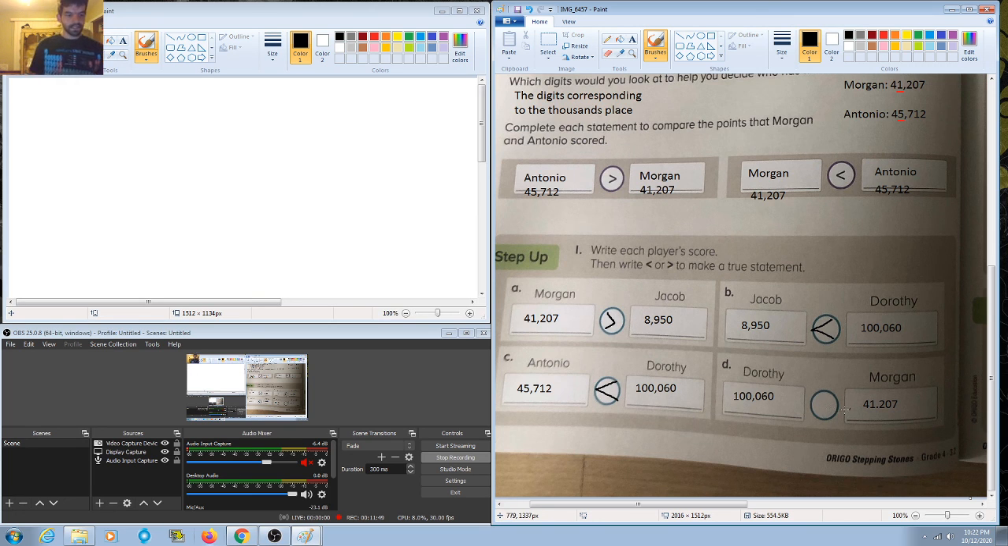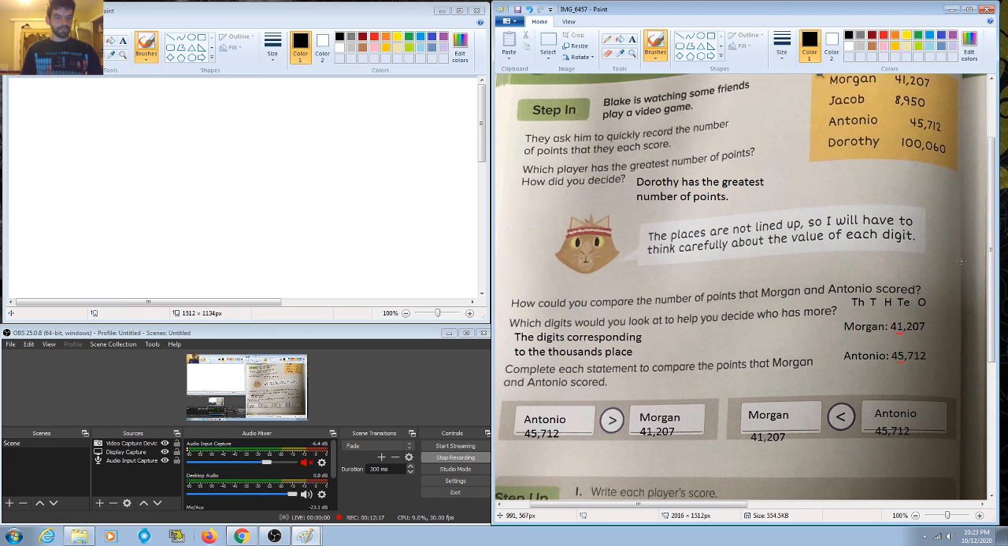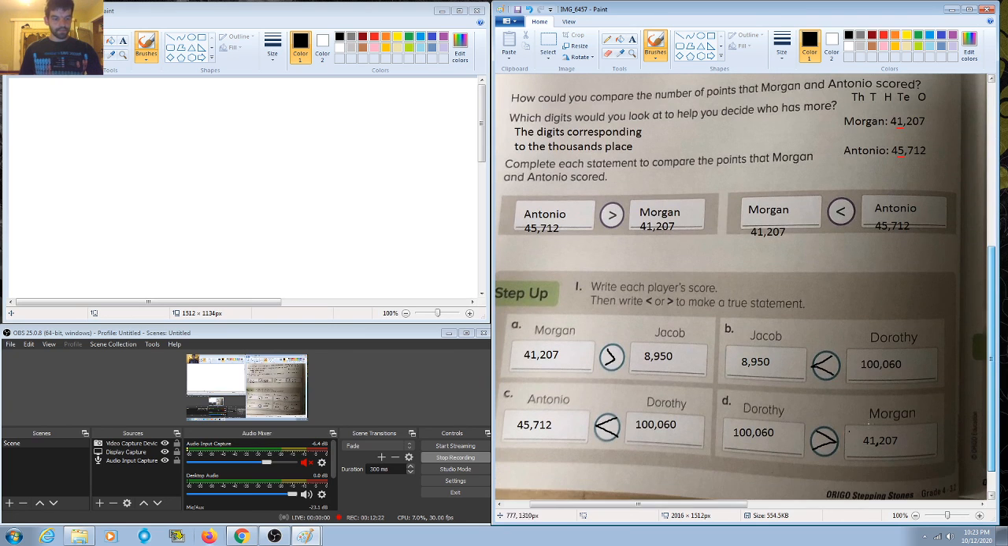And then last but not least, kind of the same situation. Sorry, this is supposed to be a comma. Dorothy's score has a highest place value of 100,000s, and then Morgan's is in the 10,000th place. So Dorothy again automatically has a greater score, which again proves our first answer to the questions above with who got the greatest score, greatest number of points. Okay. Alright, let's go ahead and go to the next page.